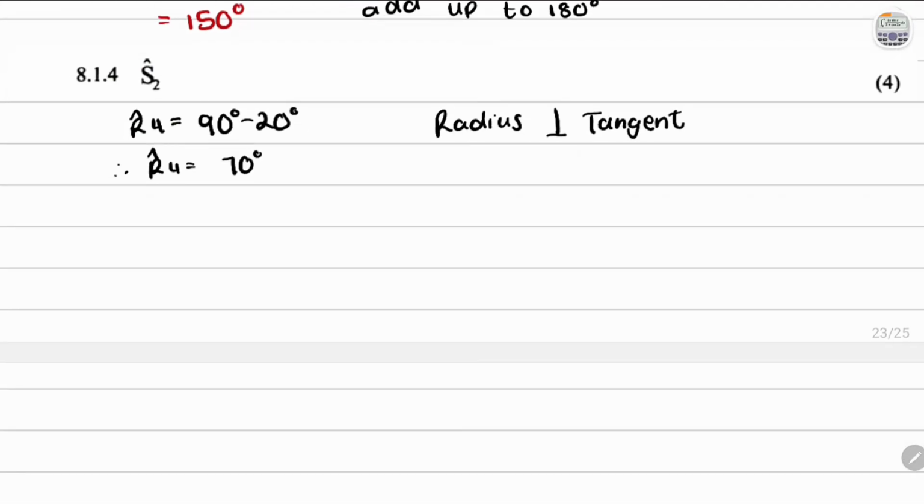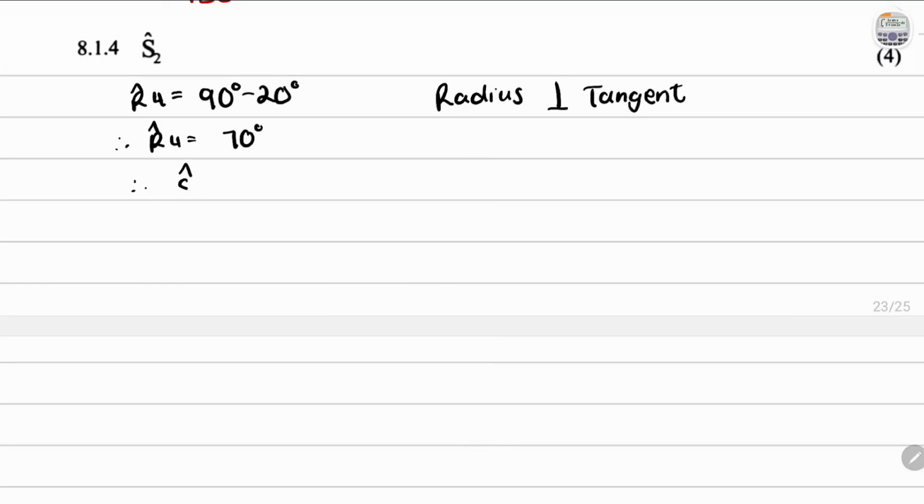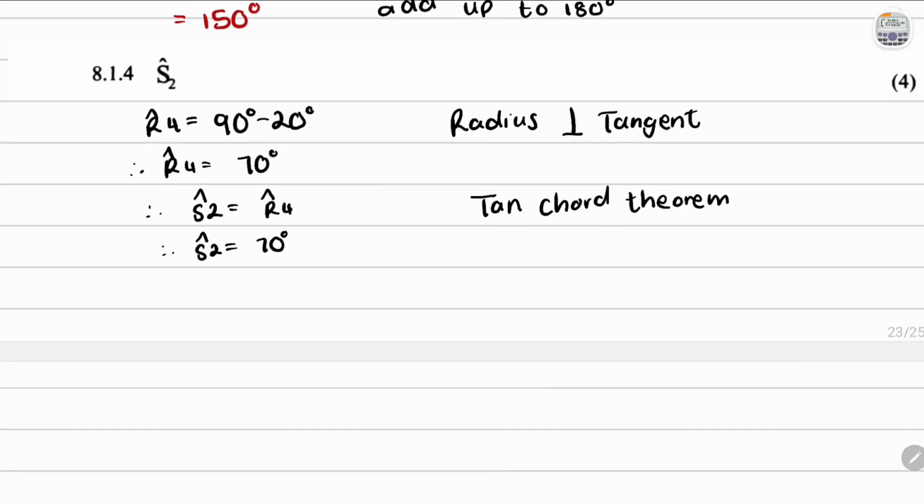Okay, so we just have to write that down. Tell them that angle S2 is therefore equal to angle R4, and so angle S2 is equal to 70 degrees as well. And this is because of the tan chord theorem. You don't have to write the full tan chord theorem. You can follow the reasons that they use in the memo. If they can use it in the memo, then you can use it.